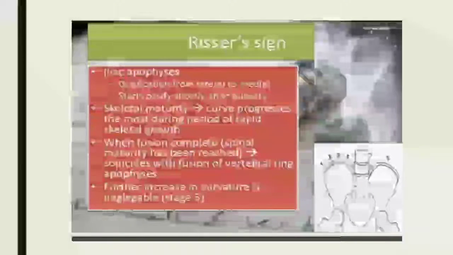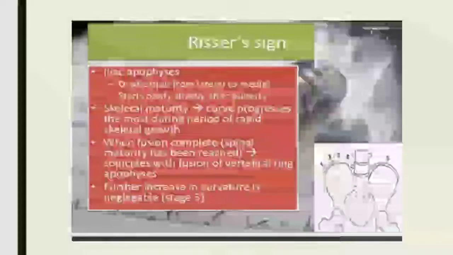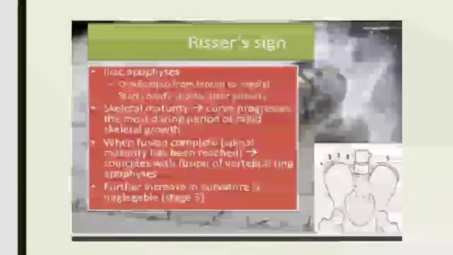Risser's sign: the iliac apophysis ossifies from lateral to medial, and starts to ossify shortly after puberty.